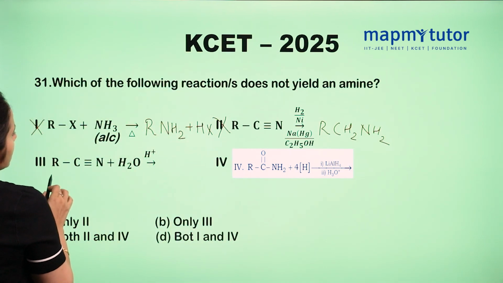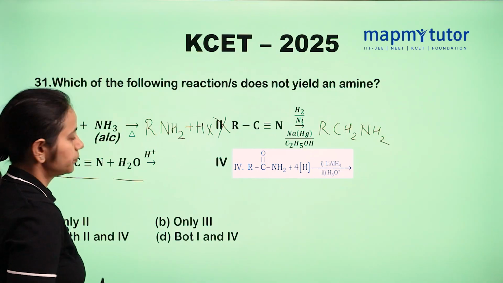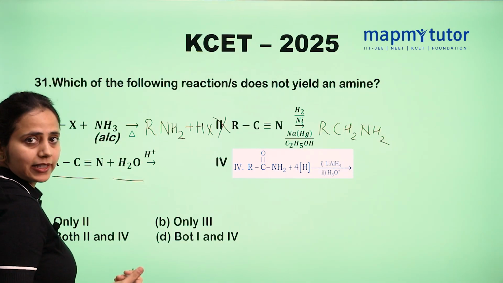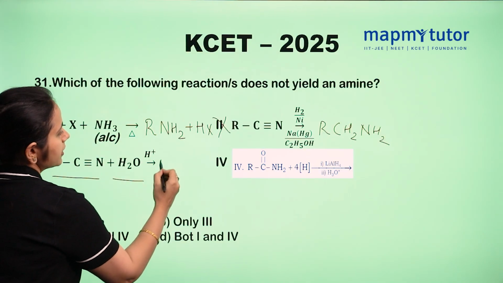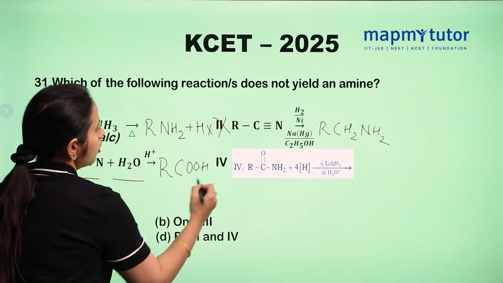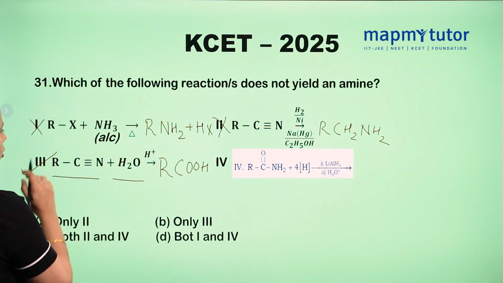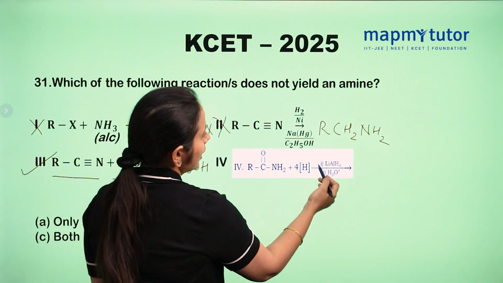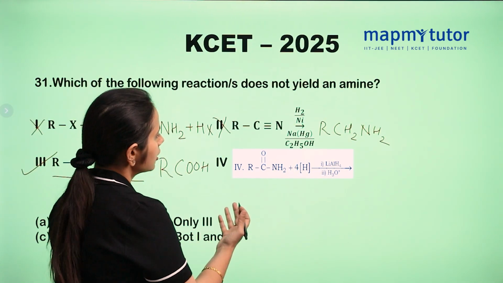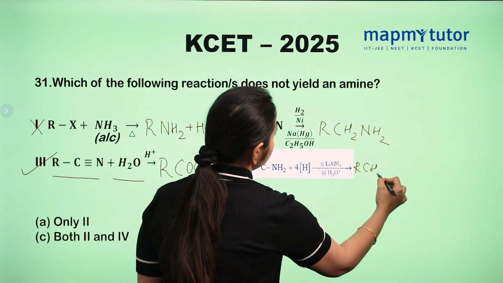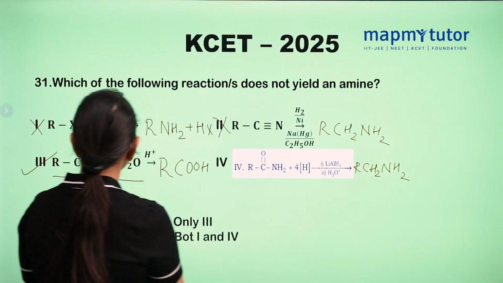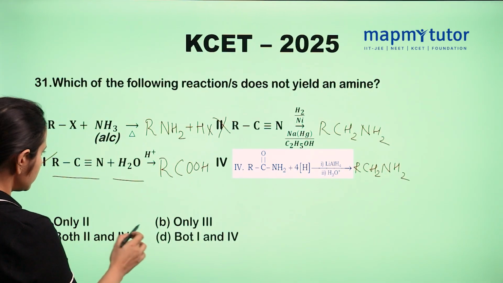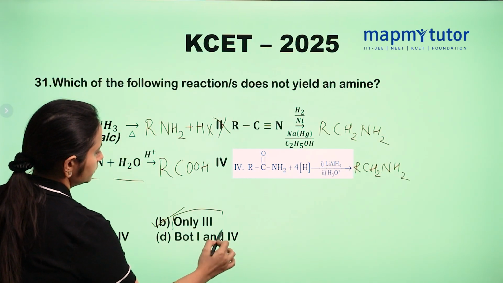Third option is nitrile with water. See, this is a very important reaction. Whenever there is a nitrile or ester, on hydrolysis they give acid. So we will not get an amine. So this is the right answer. On hydrolysis of nitrile, we will get acid. Here also LiAlH4 is a very strong reducing agent, and in this case, we will get RCH2NH2. So apart from the third option, in all the cases we are getting an amine. So third is the right answer. Only 3, so B is the right answer.